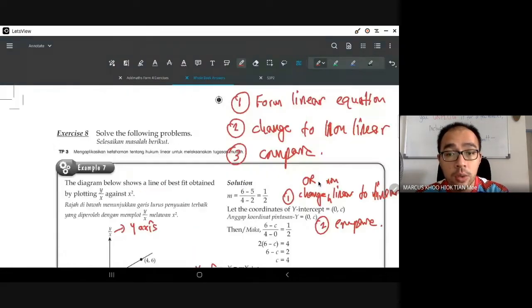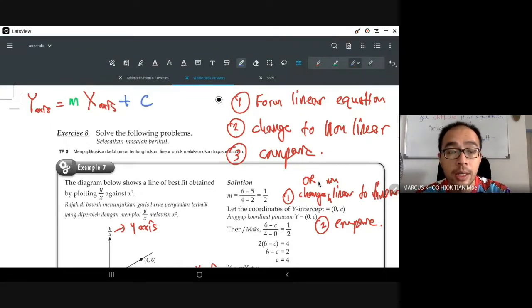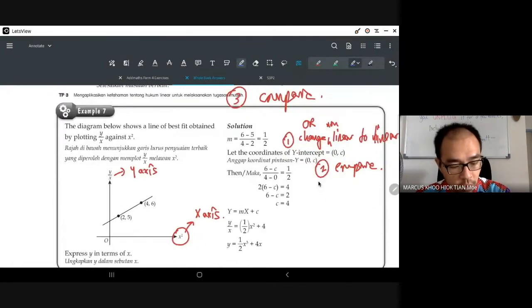When we do this, we always bear in mind this: y-axis equals gradient times x-axis plus the y-intercept. In this case, you are given 2 points over here, (4, 6) and (2, 5). So you can calculate the gradient. And then how do you calculate the y-intercept? Because they never give you what the y-intercept is here. You don't know what this is.